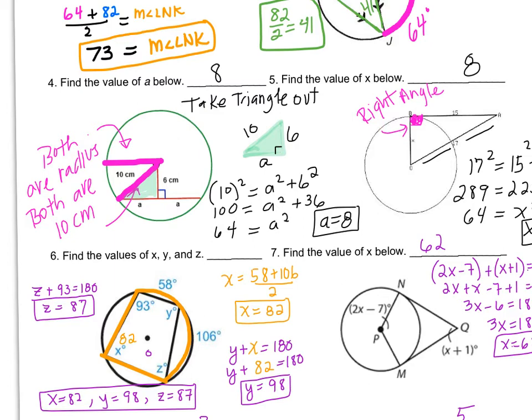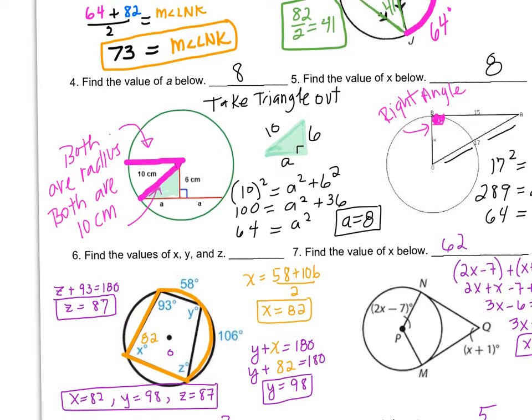On number 4, I have both of these pink ones are radiuses. Now, this one's actually not in your picture, but we're going to assume that they actually made a mistake on this, and they should have told you that this point here is a center. So that was a mistake on their part.